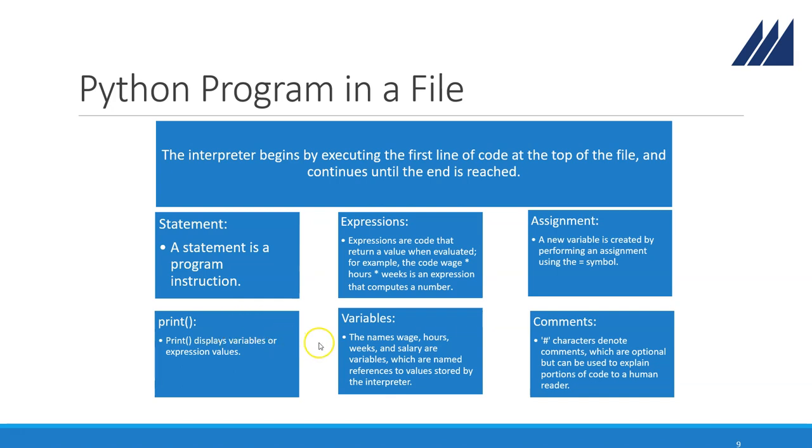Okay, and we also have variables. We saw that before. You can have multiple variables, as many as you need in your program. And we saw that when we did it in the interpreter. We have different variables. We have x and we have y.